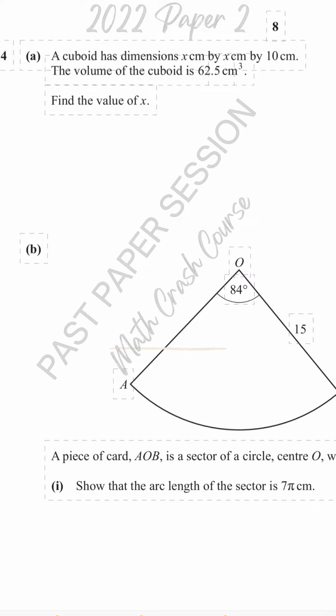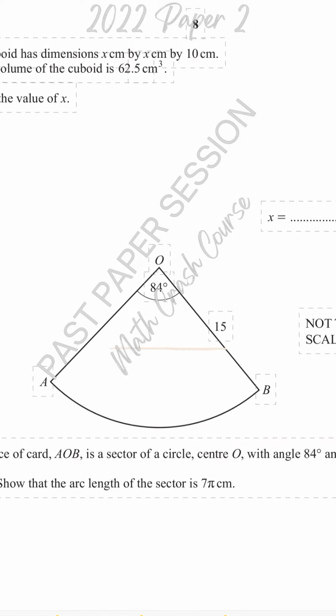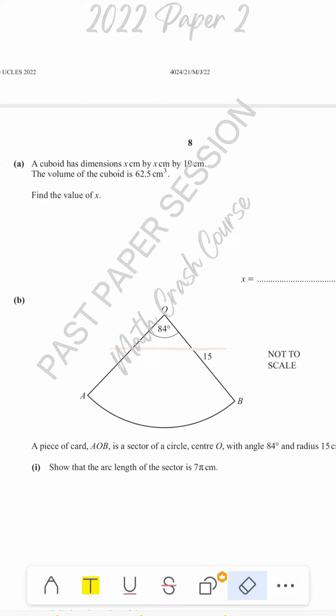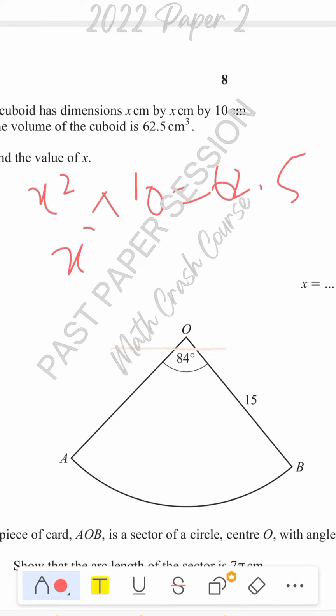We know that first we multiply the dimensions together, and then we will find out the value of x. The dimensions are given x by x by 10. So x by x becomes x square, multiplied by 10, that is equal to 62.5. So make the equation and solve it. 10 is multiplying, so when you shift it over there, it will divide. So the value of x square becomes 6.25.